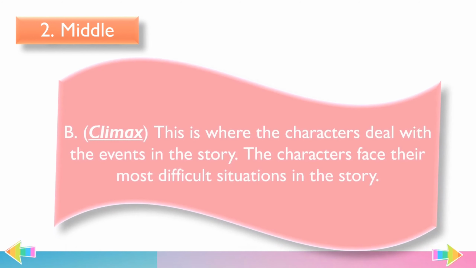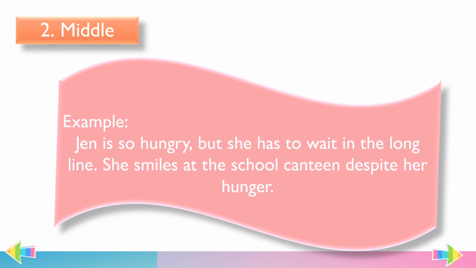The second one is the climax. This is where the characters deal with the events in the story. The characters face their most difficult situations in the story. For example, Jen is so hungry, but she has to wait in the long line. She smiles at the school canteen despite her hunger.